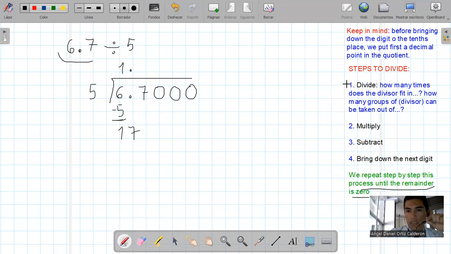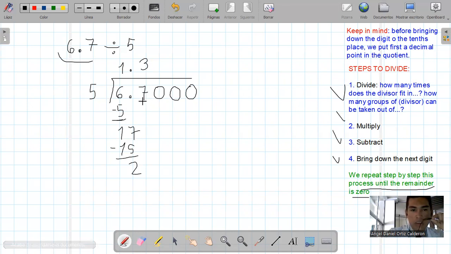We repeat the process. First, we divide. How many groups of 5 can be taken out of 17? 17. Well, 4 times 5 equals 20, so it has to be 3 groups. 3 times 5 equals 15, right? How was the second step? Multiply. The third step is to subtract. 17 minus 15 equals 2, right? How was the subtraction? Now the last step is to bring down the next digit.